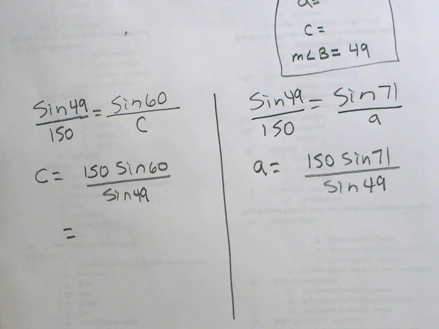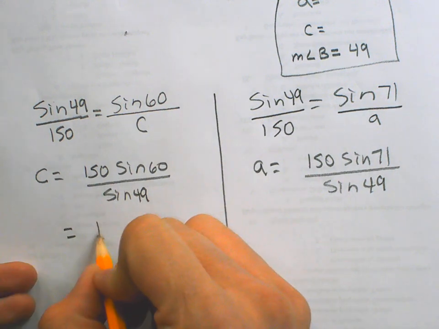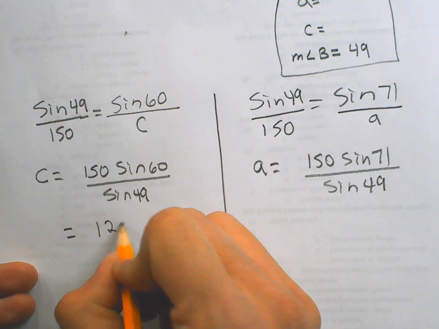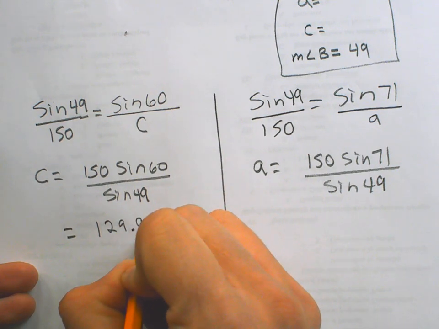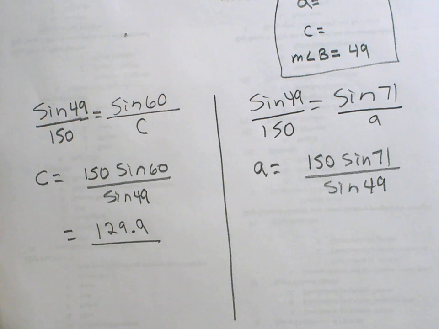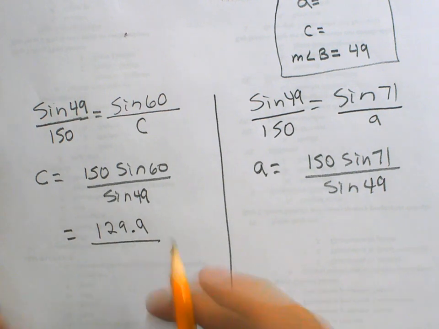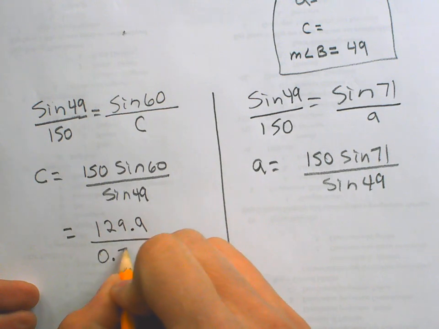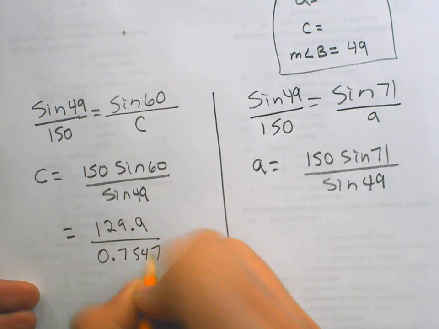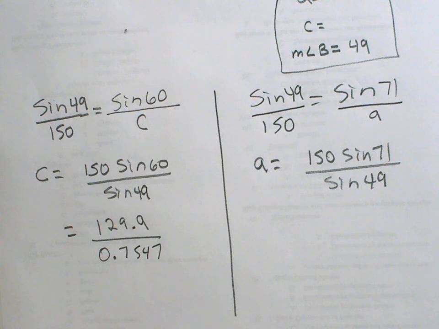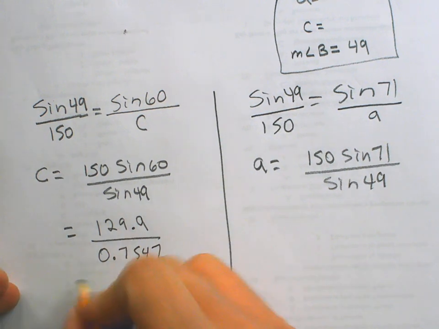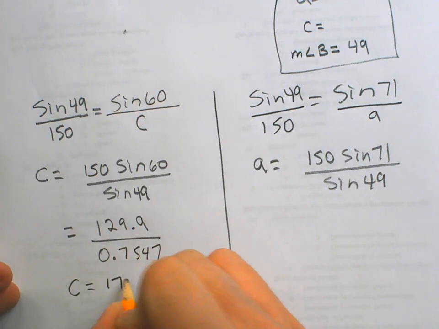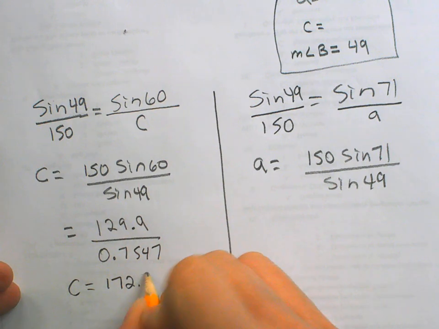I'm typing it over here on the side. Up here, I get 129.9 for 150 times the sine of 60. And guys, these are going to be approximates, okay? So 129.9 divided by the sine of 49, which is 0.7547. I get approximately 172.1.